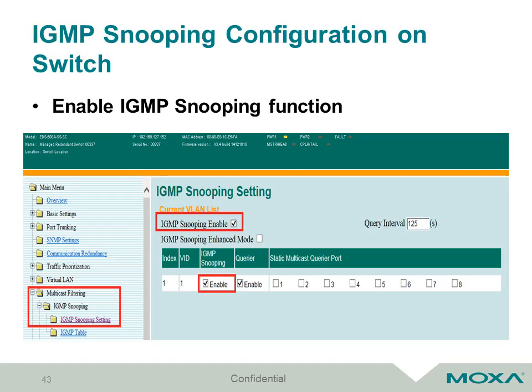Here is how you enable IGMP snooping. Once you log in to the switch, under the main menu, you should see multicast filtering. Click on multicast filtering and then click on IGMP snooping. You should see the IGMP snooping setting. Under the IGMP snooping setting, put the check mark on IGMP snooping enable. That's it.